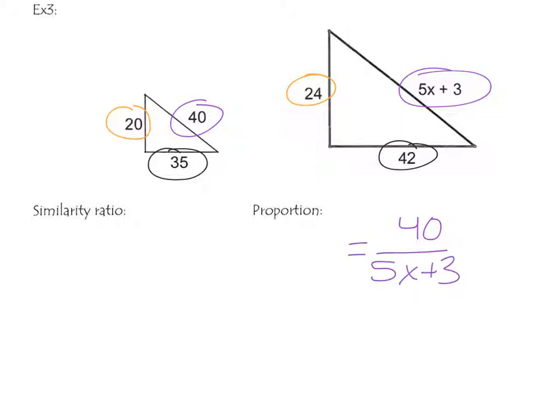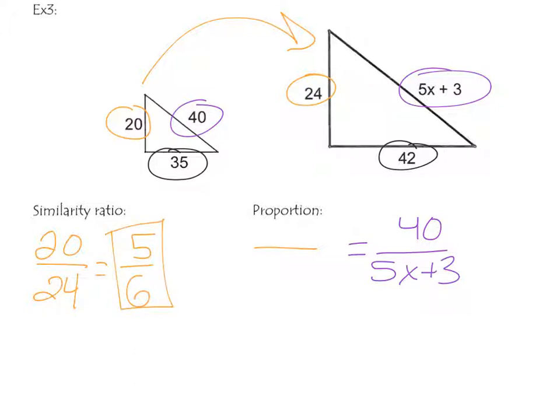And then I get to pick which other one I'm going to use, orange or black. And since the orange letters are smaller, I just like using smaller numbers because that makes it easier to me. So 20 over 24, if I reduce that in my calculator with that ABC button, I should get 5 over 6. And this is my small figure to my large figure.